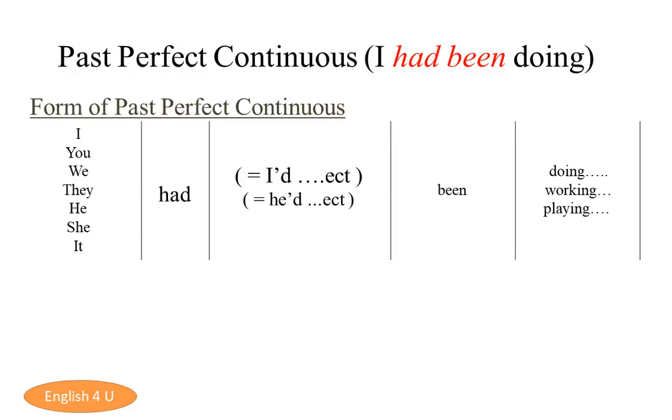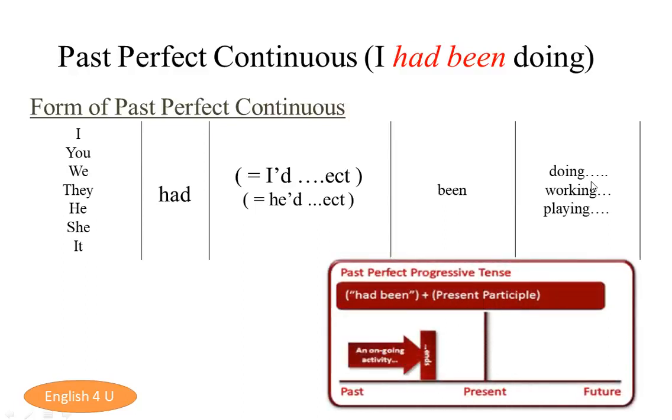This is the form of past perfect continuous. You will see it: had. This is the short form, everyone. And been, plus verb ing. Here you can see this one. This is past, present and future, and this is the process of past perfect continuous, that it had been happening.